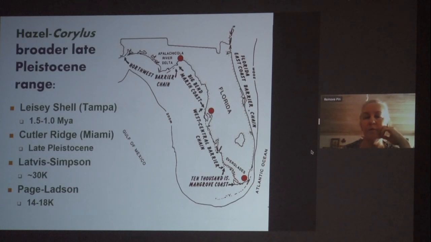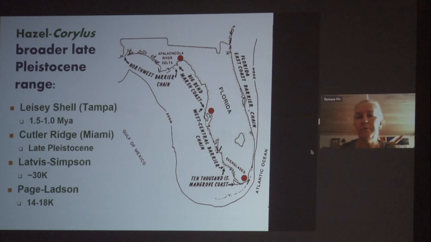It is, however, identified from additional Pleistocene sites in Florida. So here's the Lycee shell pits. Here down in Cutler Ridge are more seeds, the nuts, late Pleistocene, and here in our Apalachicola River area, Osceola River sites and so on, Latvis Simpson and Page Ladson. So all of this speaks to a much broader geographic range, at least in the Pleistocene, for hazelnut.